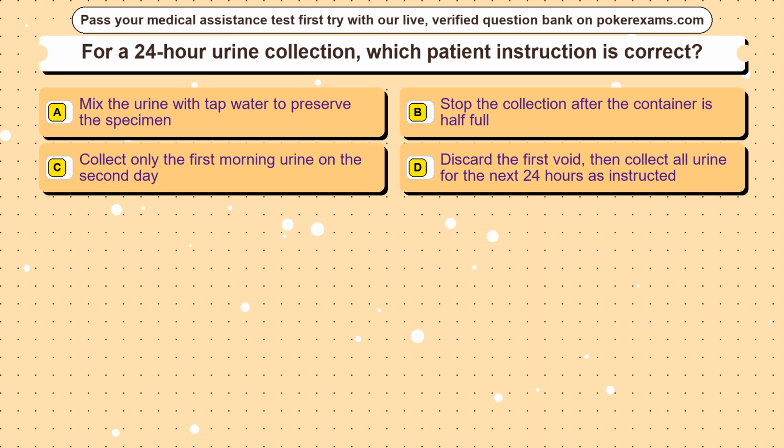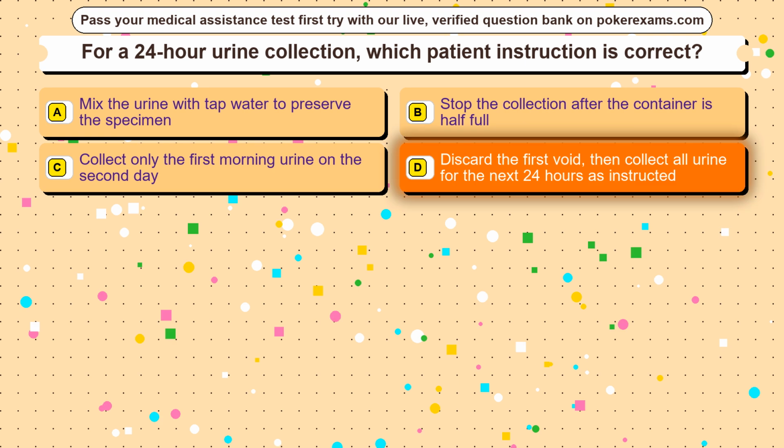Question 53. For a 24-hour urine collection, which patient instruction is correct? Option A. Mix the urine with tap water to preserve the specimen. Option B. Stop the collection after the container is half full. Option C. Collect only the first morning urine on the second day. Option D. Discard the first void, then collect all urine for the next 24 hours as instructed. The correct answer is option D.